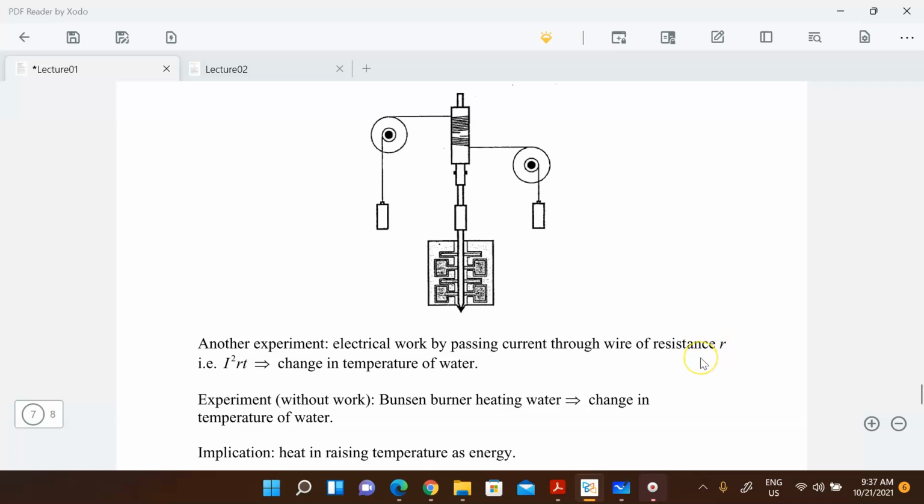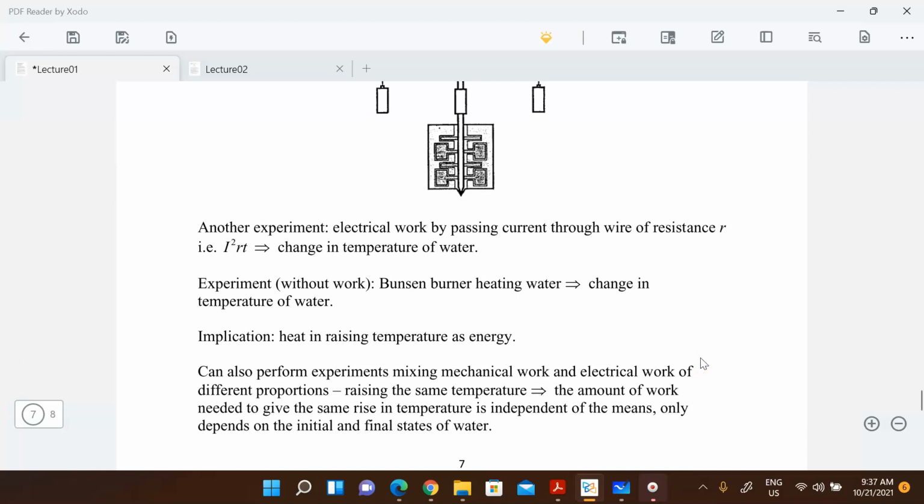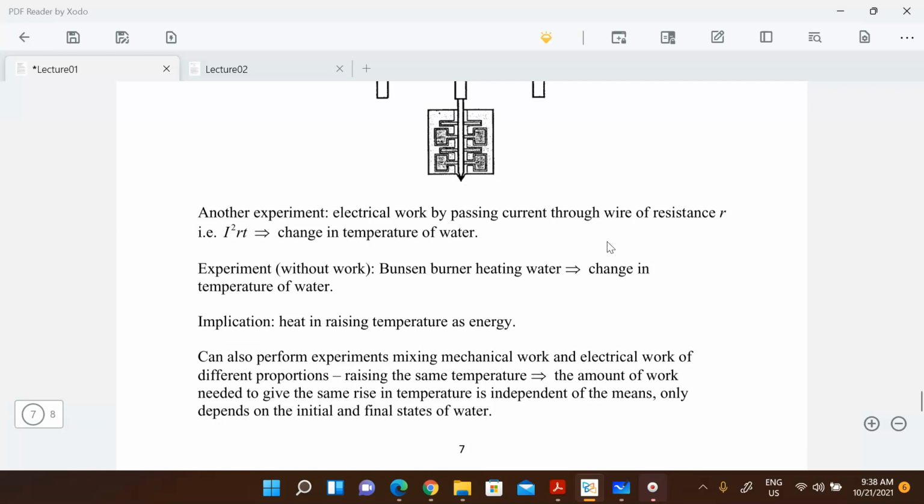So the main idea here is all these three different modes of experiment. If you compare each experiment with the same rise of temperature, that means you can quantify how much heat is involved in raising a particular volume of water. And that just implies that heat is the same as mechanical work, which is energy, or electrical work, which is also energy. So in other words, that is just what it's trying to do.